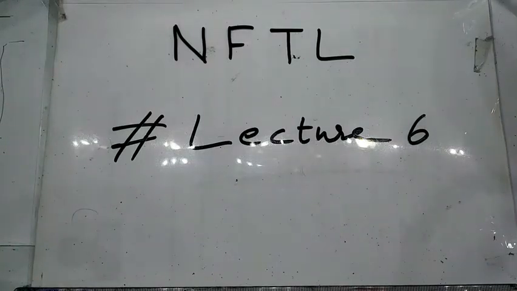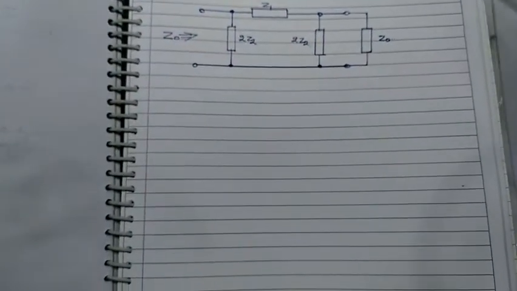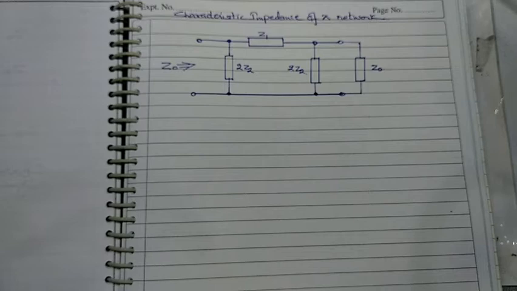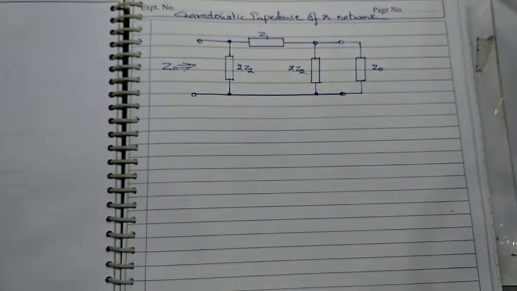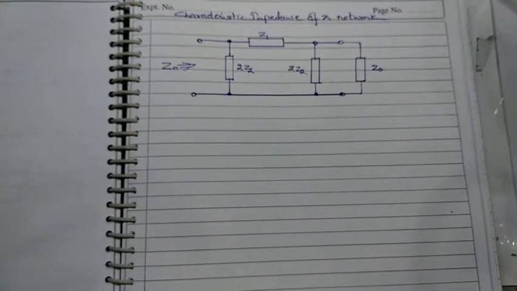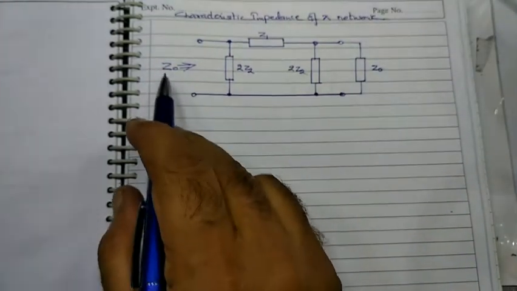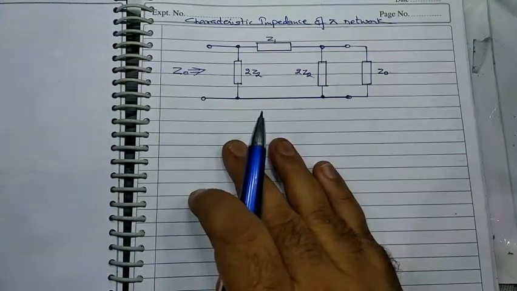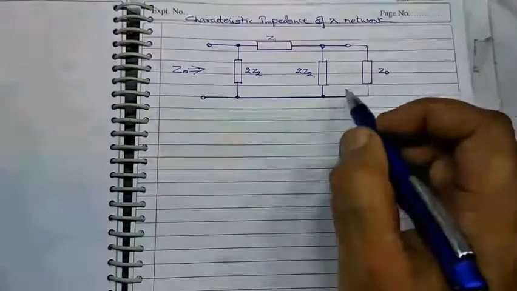That is, calculating the characteristic impedance of a symmetrical pi network. Now, this figure is a symmetrical pi network where we will calculate the characteristic impedance using the circuit elements.